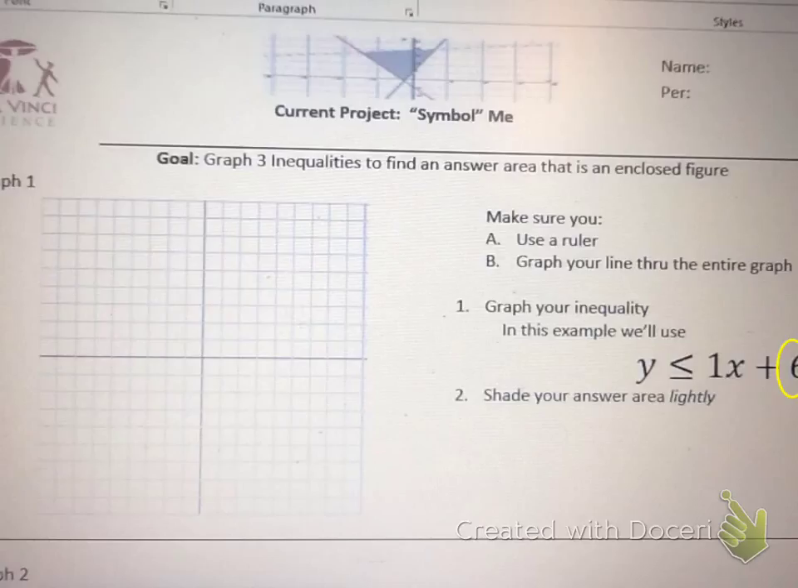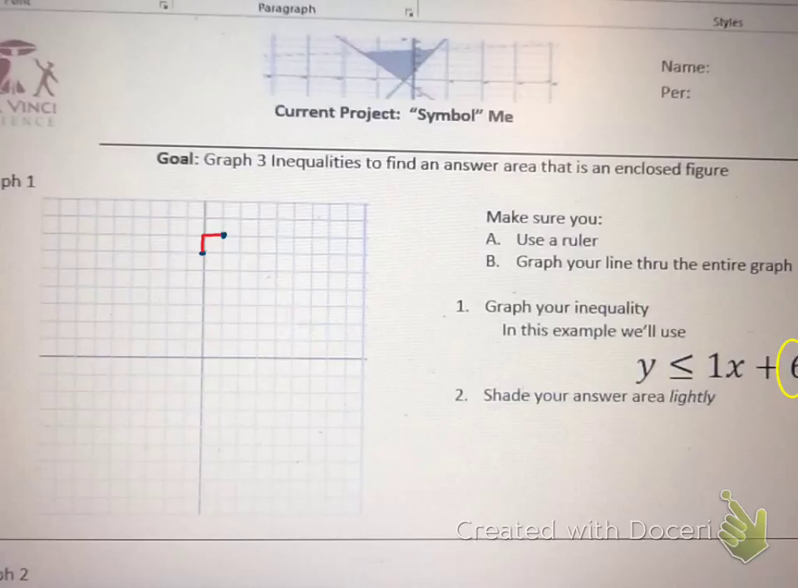We have our first graph, which is y is less than or equal to 1x plus 6. Can't really see the 6 there, but that's a 6, and I circled that in yellow. We're going to begin with that because that's our y-intercept. So on the y-axis, we're going to plot 6. And then we're going to use our slope, which is 1. We're going to move up 1 and over 1 to find a second point on our graph. And since this is a linear function, that's all we need, 2 points.